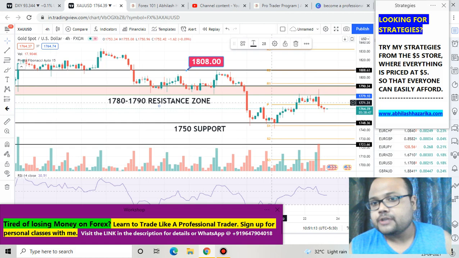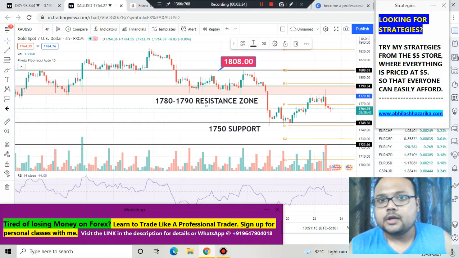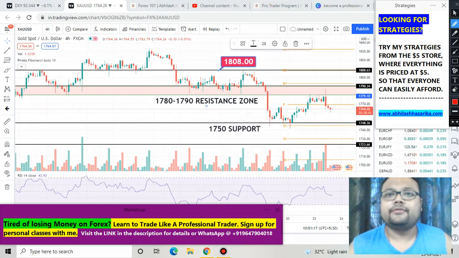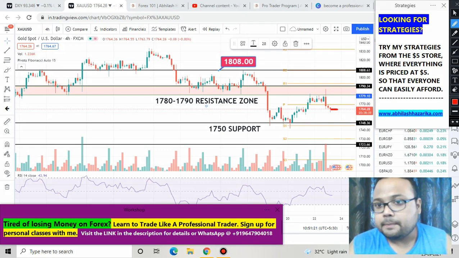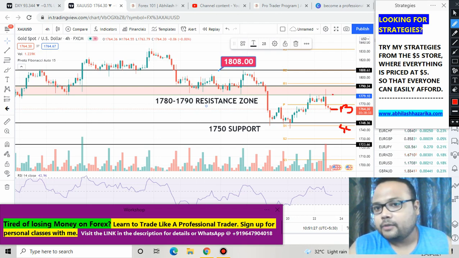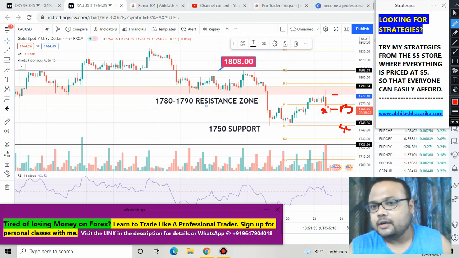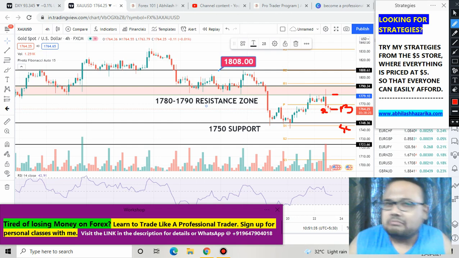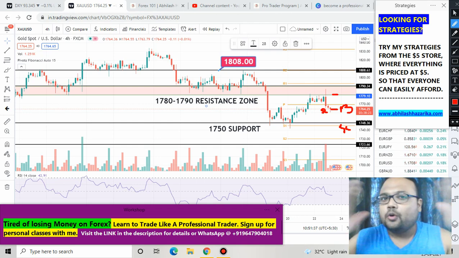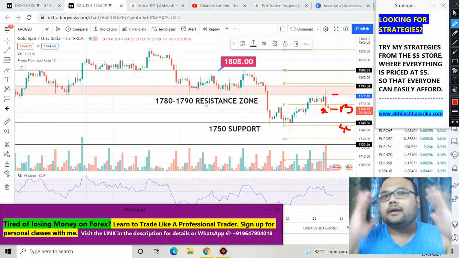So what should be a strategy for gold USD right now? The strategy is simple, my dear friends. No need to take any pressure. Right now gold is trading in the middle. So if you buy here, your stop loss will be here and your take profit will be here. So your risk to reward is not much in your favor. And if you short the market also here, then again your risk to reward is not great. So what I'm saying is that no need to take risk right now.